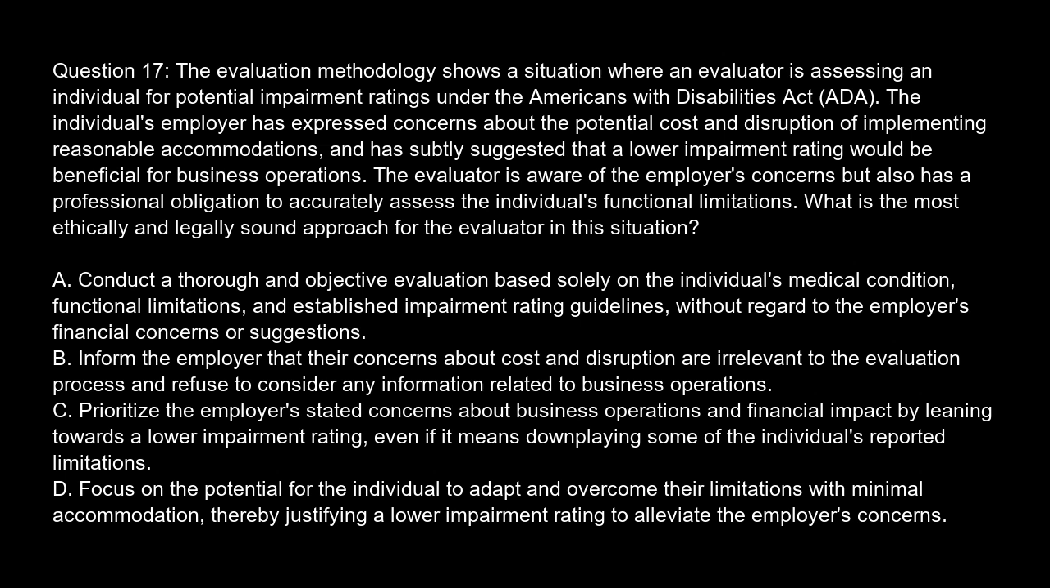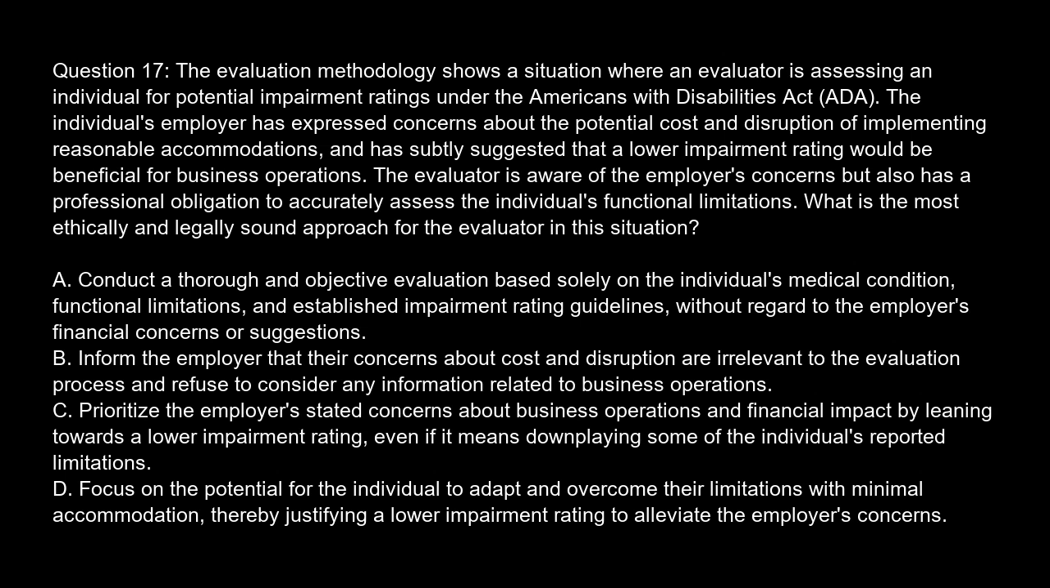Option B. Inform the employer that their concerns about cost and disruption are irrelevant to the evaluation process and refuse to consider any information related to business operations. Option C. Prioritize the employer's stated concerns about business operations and financial impact by leaning towards a lower impairment rating, even if it means downplaying some of the individual's reported limitations.